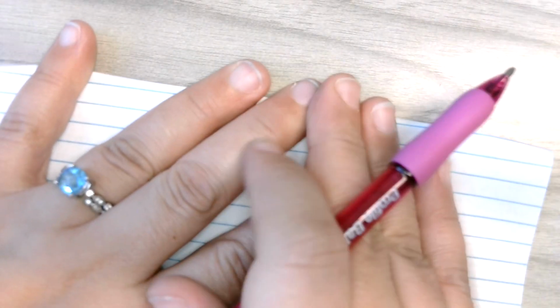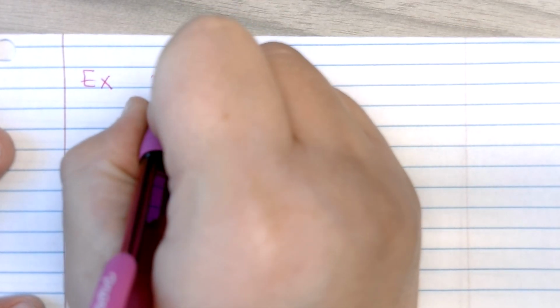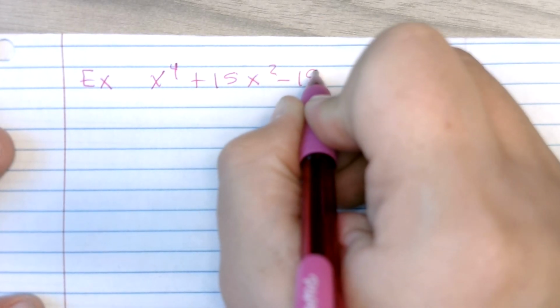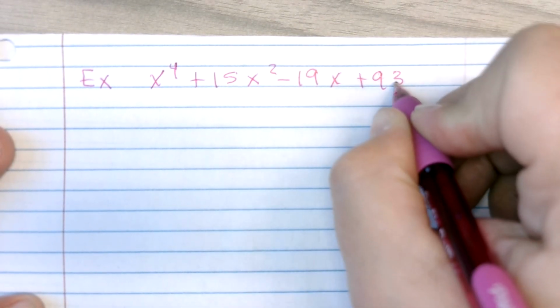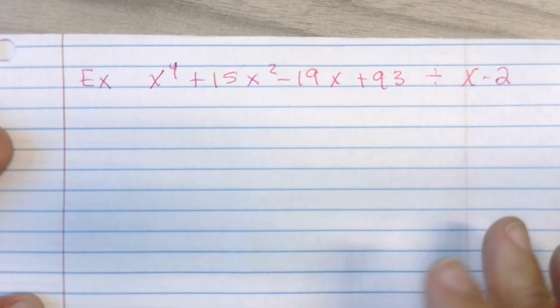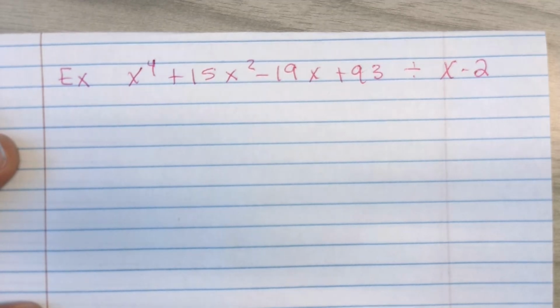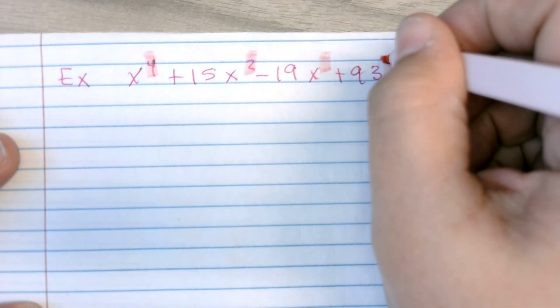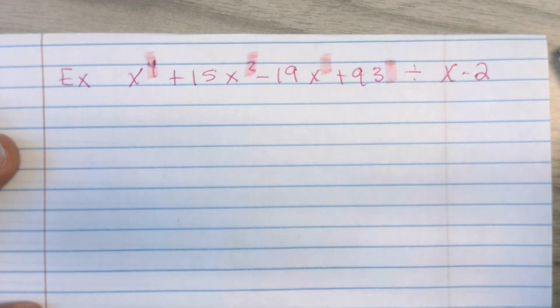Sorry, people. One last problem, because I want to make sure you remember how to use the 0, because you have 2 problems on your homework that have a 0. So we have x to the 4th plus 15x squared minus 19x plus 93 divided by x minus 2. Looking at my powers here, we have a power of 4, a power of 2, power of 1, power of 0. I do not have a power of 3.